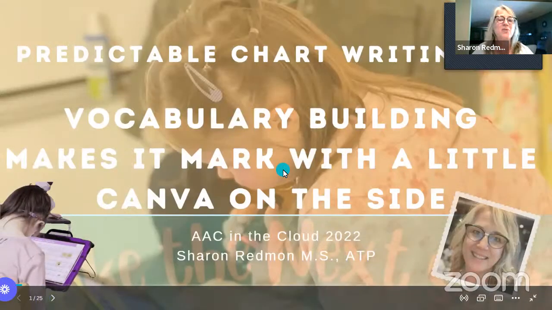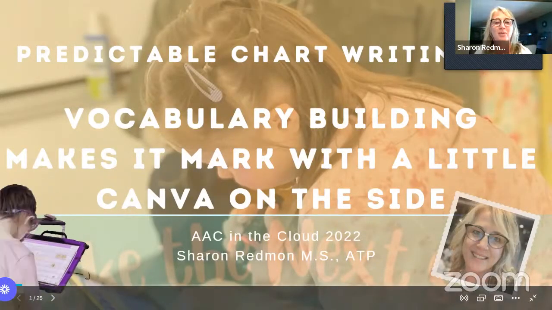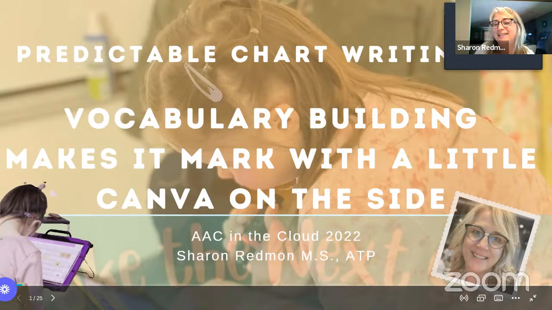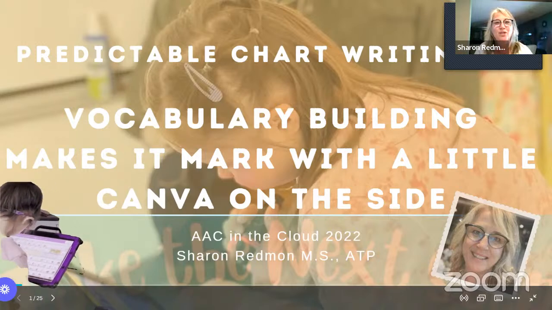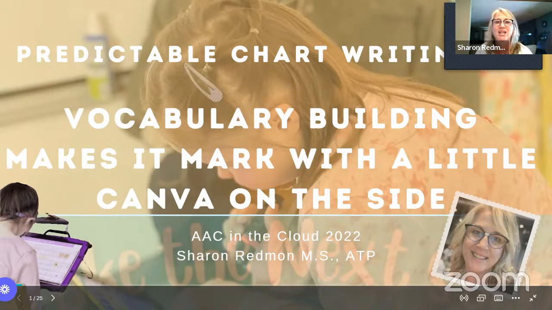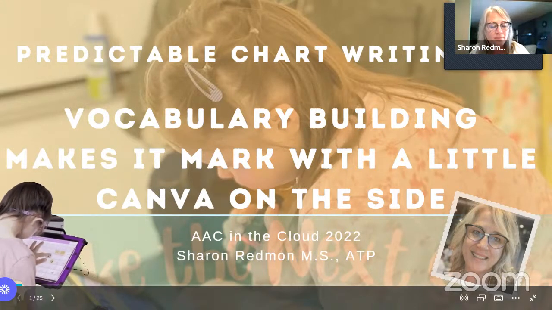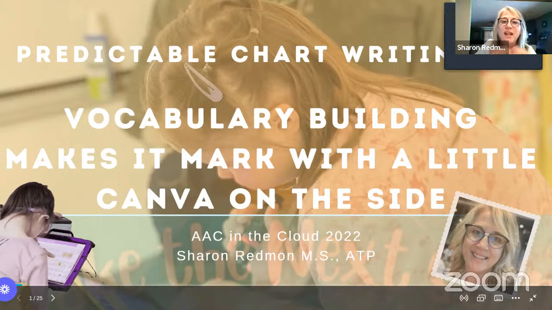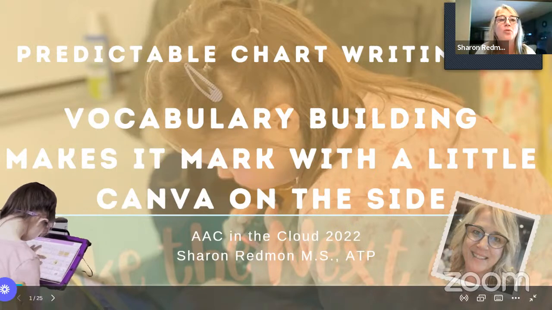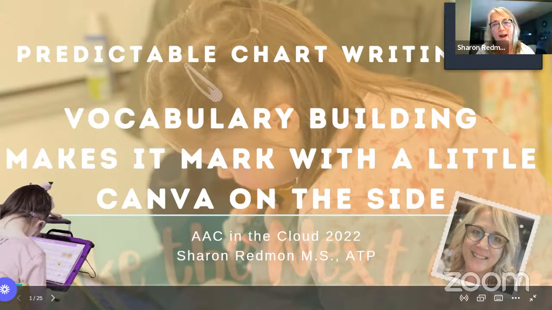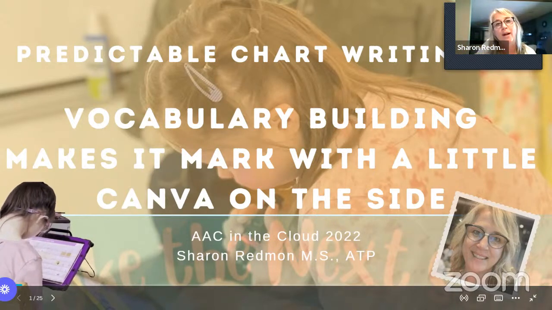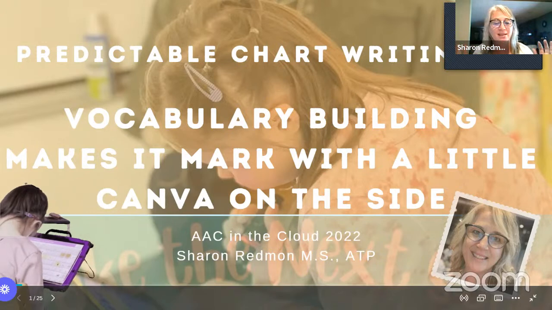All right. So we are here: predictable chart writing, vocabulary building, and how it makes its mark, and how we can then add some Canva on the side. If you saw my presentation yesterday, we talked a lot about vocabulary building, so please go and check out the recording of that. We're going to move on to, all right, we've done this vocabulary building, and now how do we embed that and use that for writing? And how do we take our traditional predictable chart writing and jazz it up a little bit with some Canva?